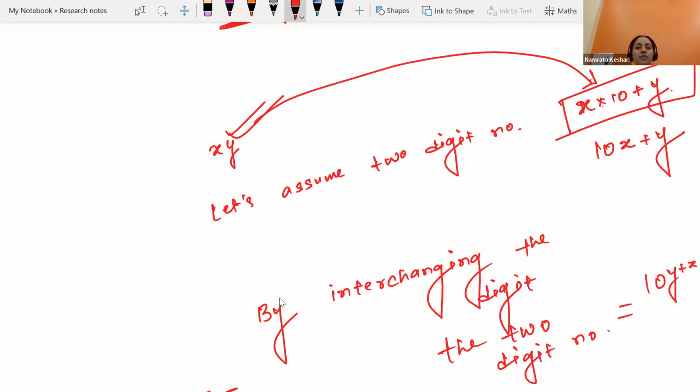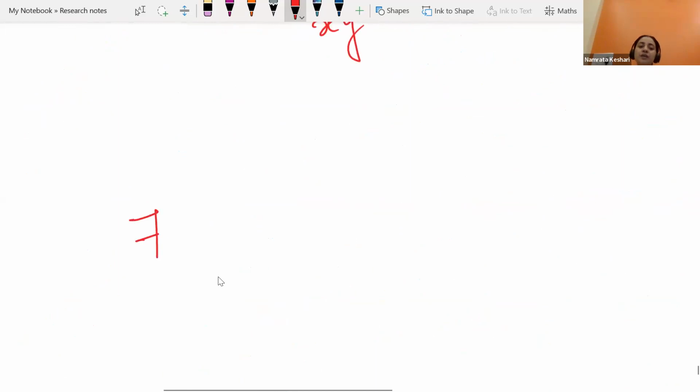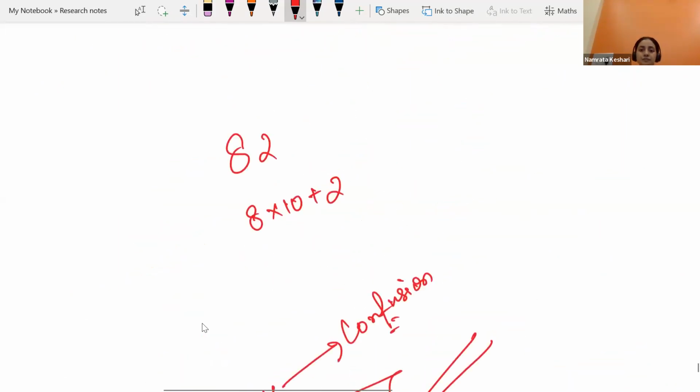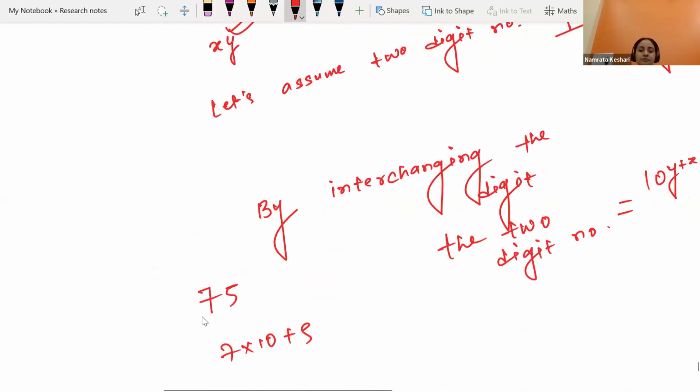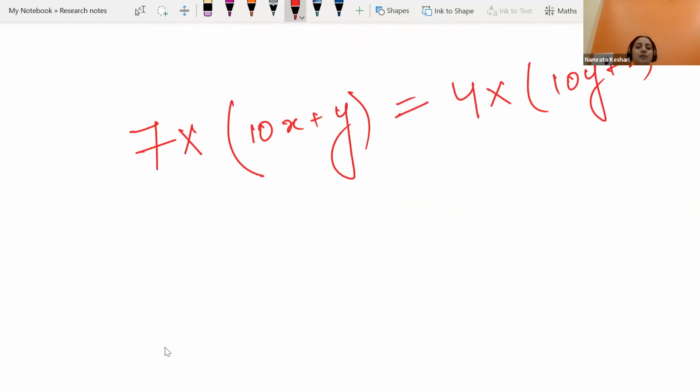Now let's see according to the question what is written in the question. 7 times a given 2 digit number is equals to 4 times the number obtained by interchanging the digit. 7 times means multiplication. A given 2 digit number, 10x plus y we have assumed at first, is equals to 4 times the number obtained by interchanging the digit, that means 10y plus x. This is our linear equation in two variables.